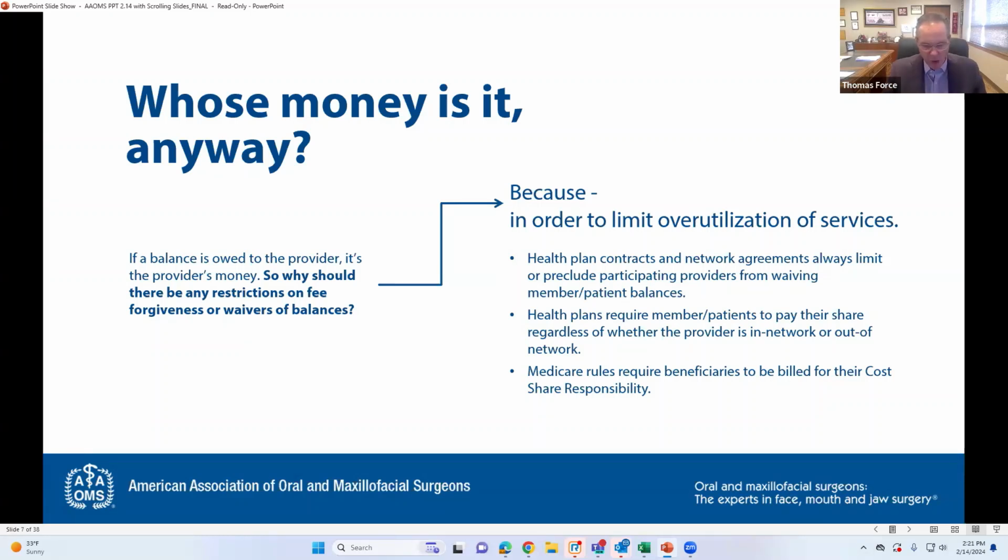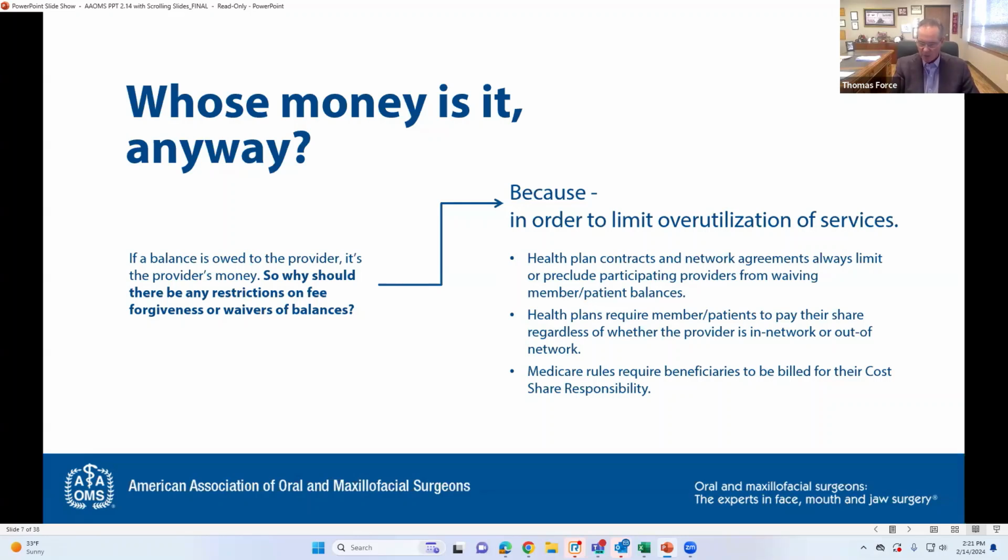So the main reason why they're pushing the provider to bill cost share responsibility, deductibles, and coinsurance is to limit overutilization of the services. I'll give you a second reason that's not in this PowerPoint. The second reason is really generation of revenue for the administrators. I'm talking about the Aetnas, Cigna, United Healthcare, and the like.